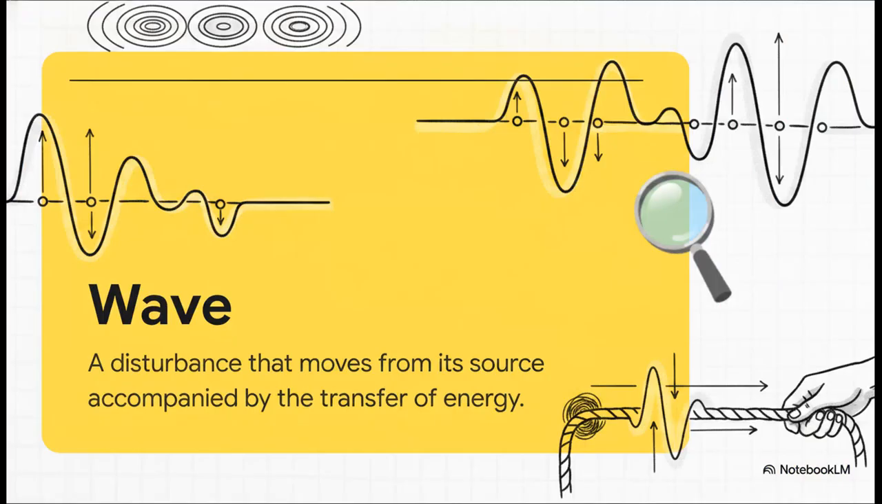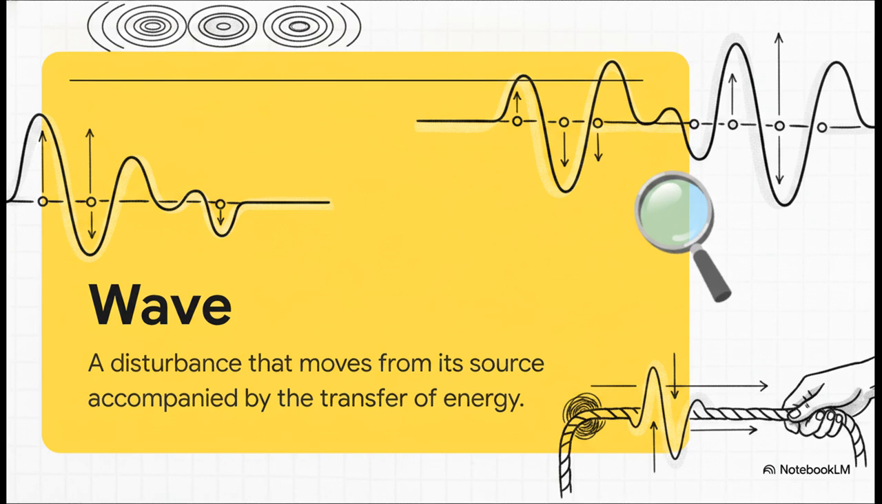When we take those single oscillations we just talked about and chain them together, we get a wave. A wave is a disturbance that moves from its source, accompanied by the transfer of energy without the transfer of matter. Now, this is a massive concept to grasp, absolutely crucial. Waves carry energy, not actual particles, across a medium.